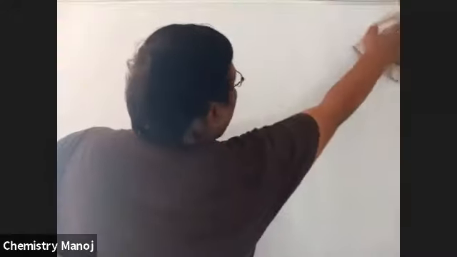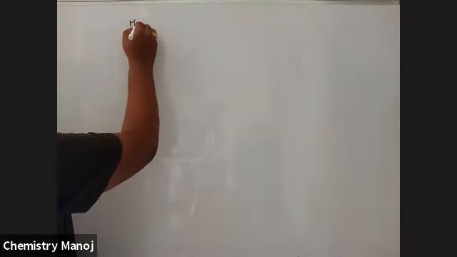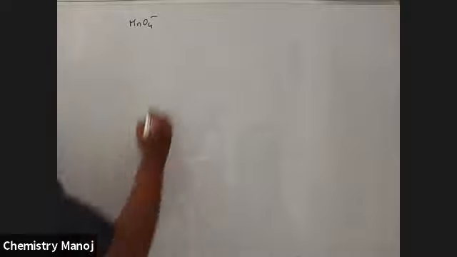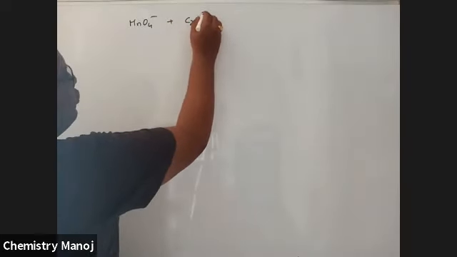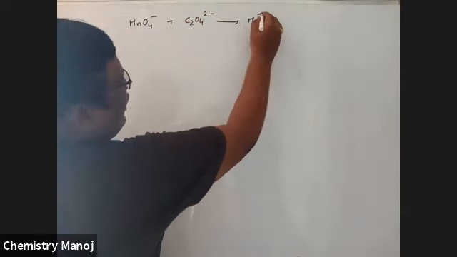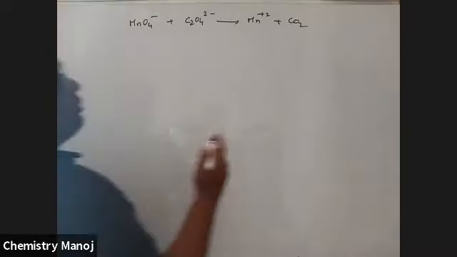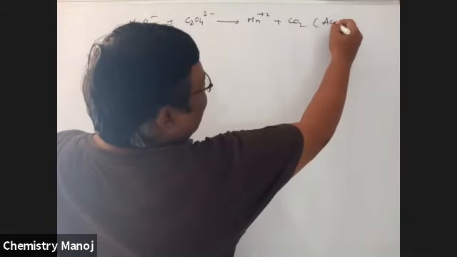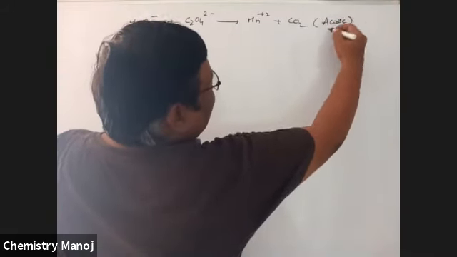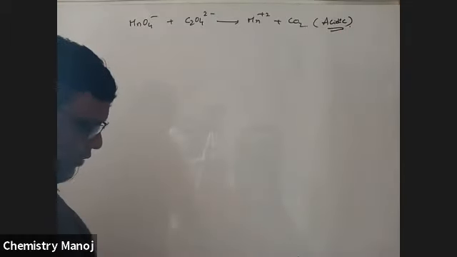So I'm giving two questions for you. Solve them yourself. MnO4 minus plus C2O4 2 minus gives Mn plus 2 plus CO2. Please note down on your paper. It is in acidic medium. Balance this equation in acidic medium.